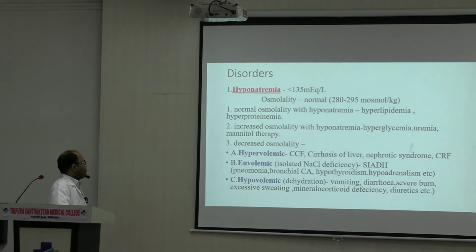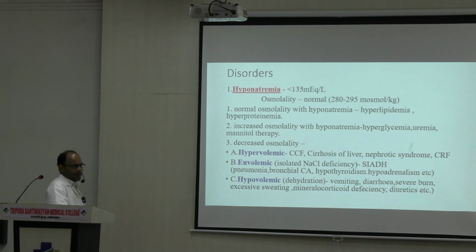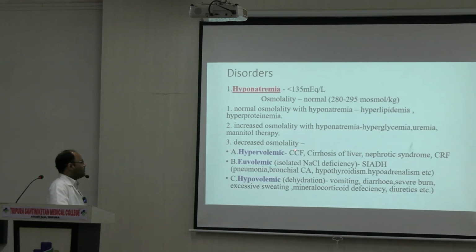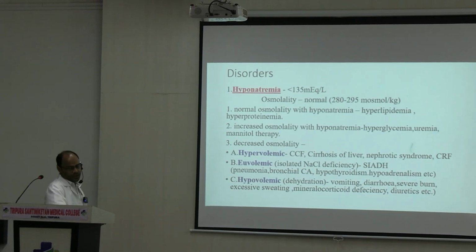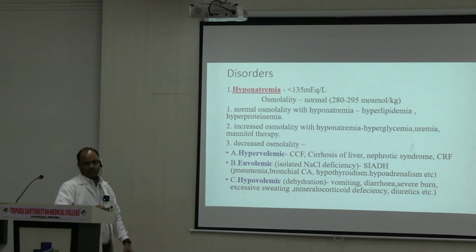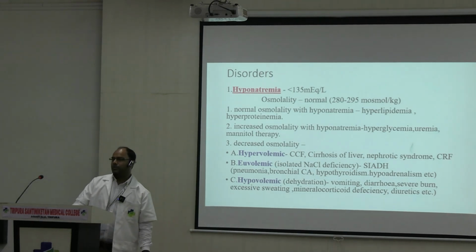Okay. Next is decreased osmolarity. Then you have to see whether the patient is hypervolemic, euvolemic, or hypovolemic. Hypervolemic conditions include congestive cardiac failure, cirrhosis of the liver, nephrotic syndrome, and chronic renal failure. These are examples. Everyone take this picture also. Very important slide.